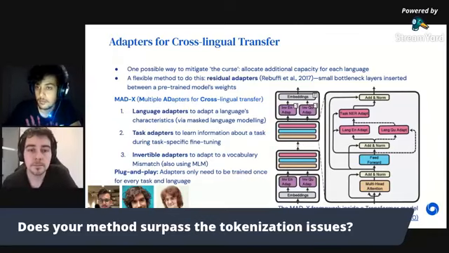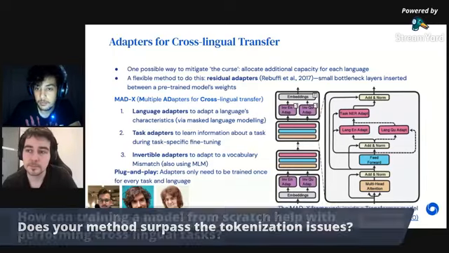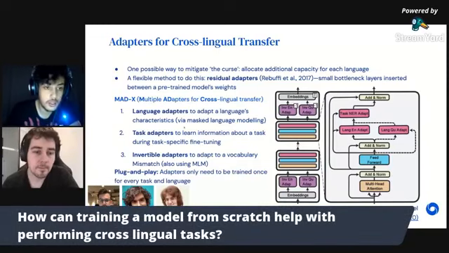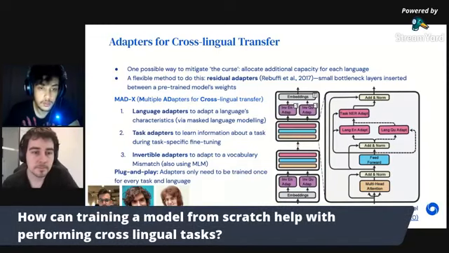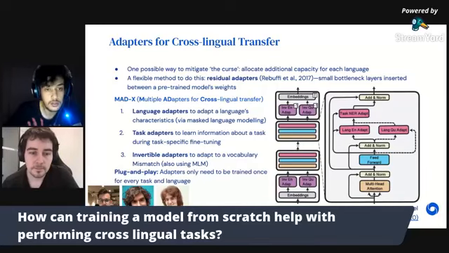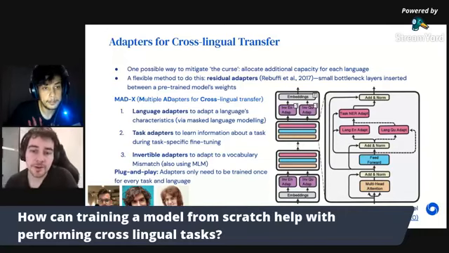Okay. So does anyone want to ask something? In the comments, use the comments. Or I can ask you this. How can training a model from scratch help with performing cross-language tasks? Can you clarify what you mean by from scratch here? Using a pre-trained model from scratch, exactly.